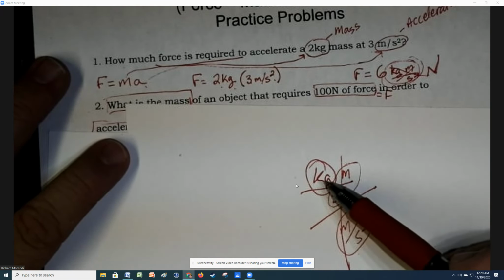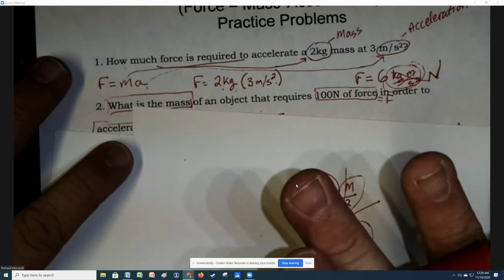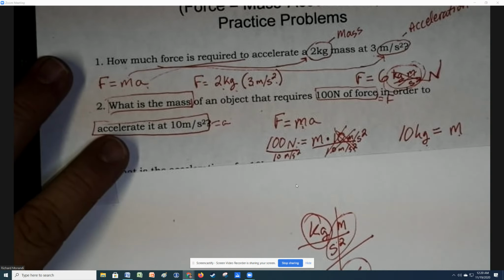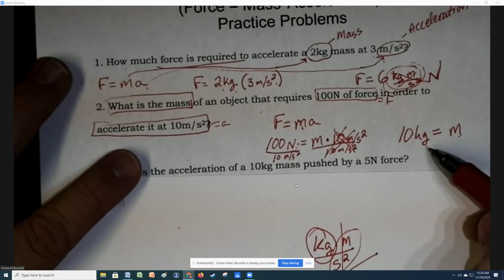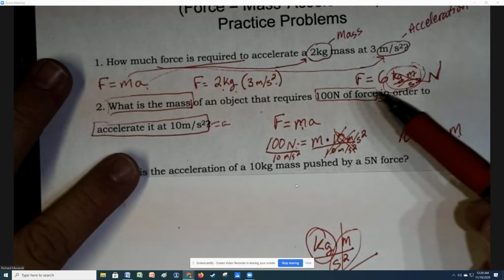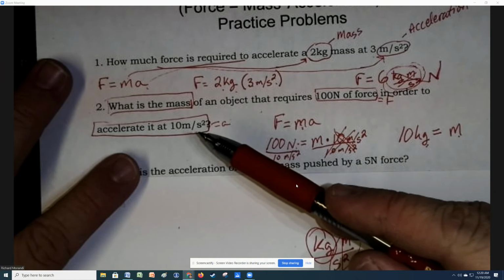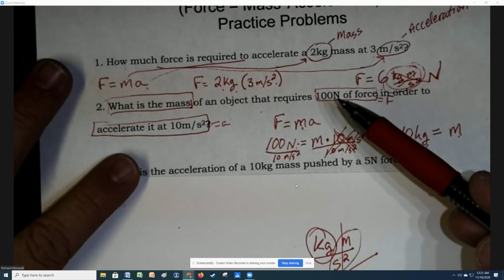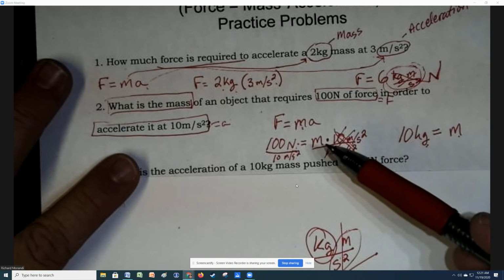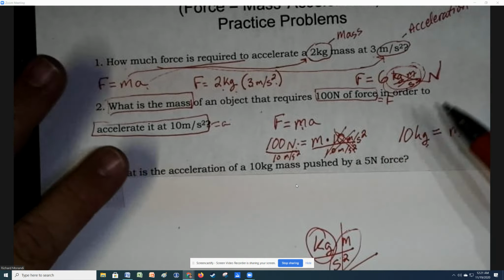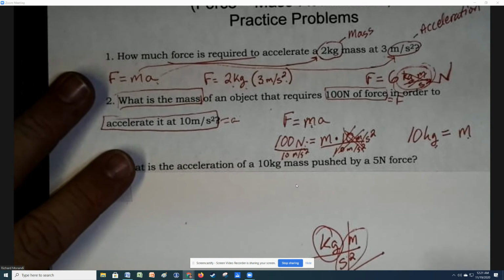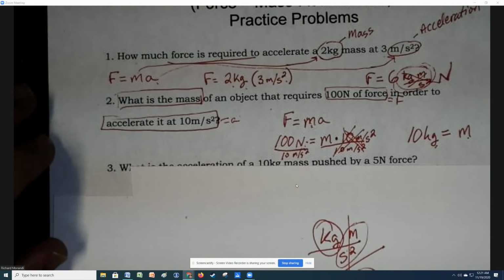So you don't need to necessarily know that, because I know mass is going to be measured in kilograms, I know acceleration is going to be measured in meters per second squared, and I know that my forces are going to be measured in newtons. So if I'm solving for mass, it's going to be in kilograms. That's enough. You don't have to know all this, but for some people it's helpful.